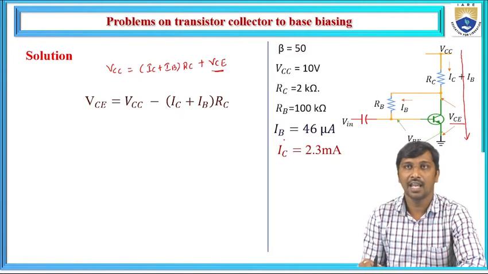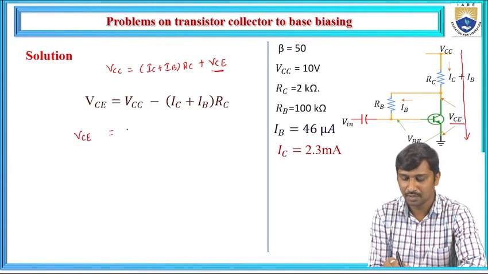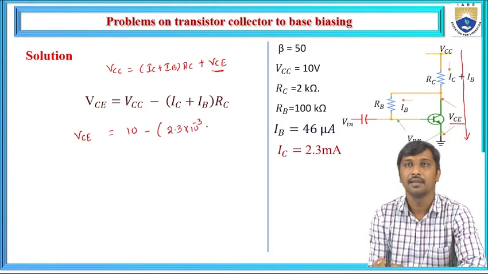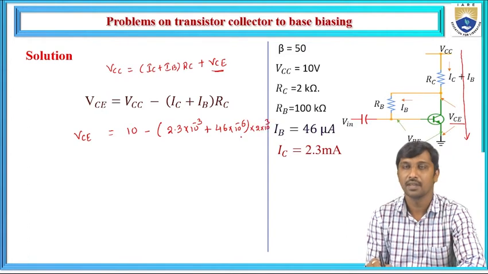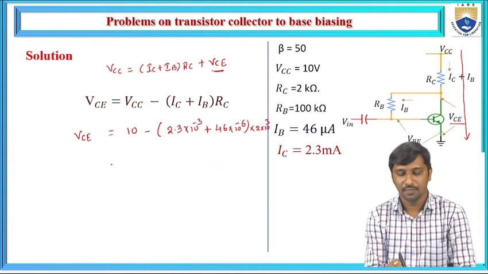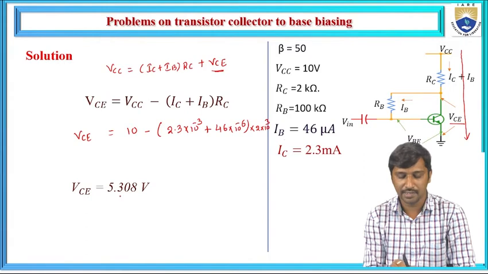We got IB as 46 microamperes and the collector current as 2.3 milliamps. Now we can substitute: VCE is equal to VCC, which is 10, minus (IC, 2.3 milliamps, that is 2.3 times 10 to the power of minus 3, plus IB, 46 microamperes, that is 46 times 10 to the power of minus 6) times RC, 2 kilo ohms, that is 2 times 10 to the power of 3. Then solving this, VCE is equal to 5.308 volts.